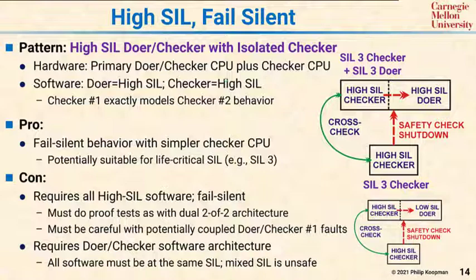So, for example, if you had one CPU with a SIL3 checker and a SIL1 doer, and the other CPU with a SIL3 checker, that's unsafe because the SIL1 low SIL doer could undermine the high SIL checker. And once that happens, you could accumulate a fault in the other checker and have an unsafe system.